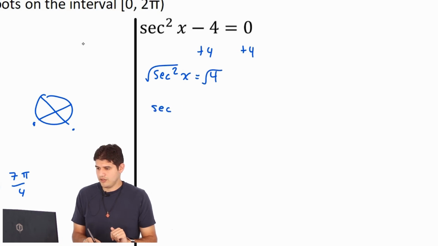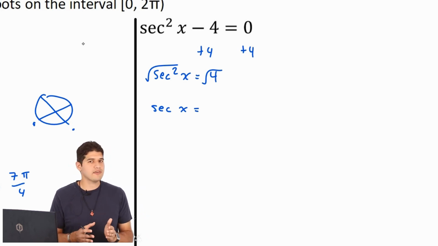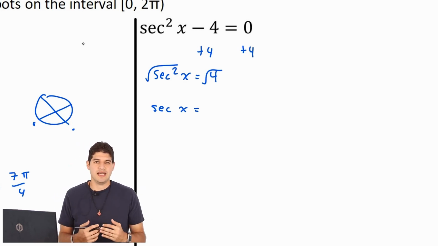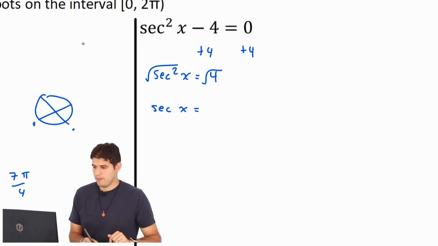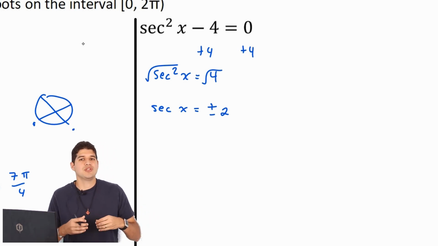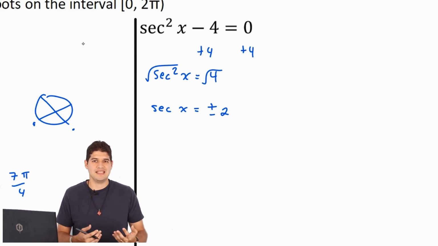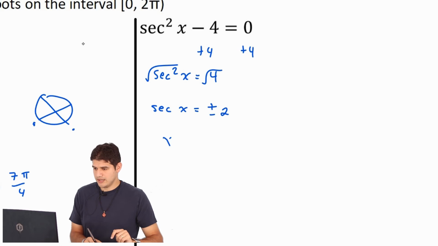So secant of x is equal to, well, square root of 4 is 2, but what you don't want to forget is that positive and negative value. So positive and negative 2 in this case. And then we're going to take our secant of x and do the inverse trig function of that, so inverse secant or arcsecant. So x equals the inverse of secant of positive or negative 2.